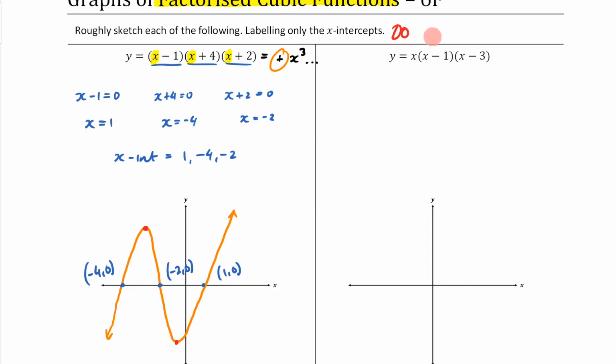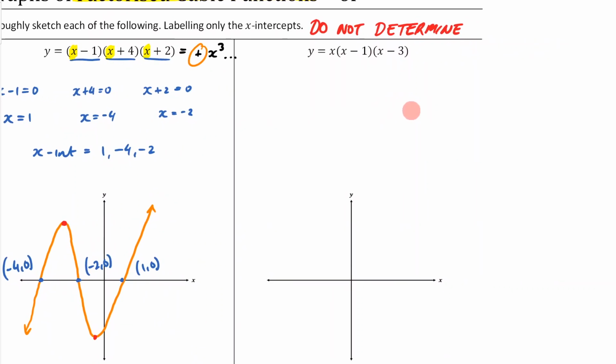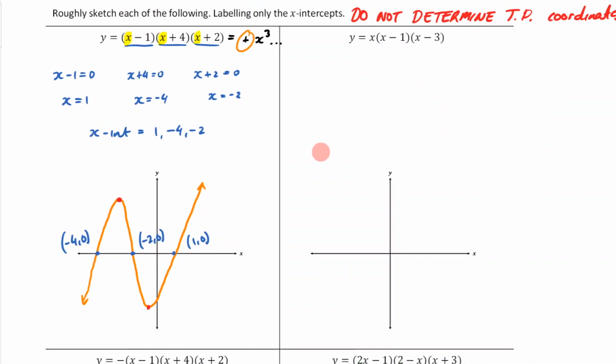Do not determine the coordinates of the turning points. So do not determine turning points, TP, coordinates. We do not want you to do that. Now I always struggle with spelling coordinates. Coordinates. We do not expect you to do that. Without using your CAS, you can't find the turning point coordinates.